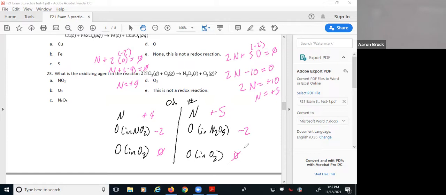I had 3 oxygens in the ozone. Only 2 in this molecule. One of these oxygens jumped off of here and went over here. So from that standpoint, oxygen became a -2. And so oxygen in ozone was reduced. Nitrogen in the nitrogen dioxide was oxidized. Our oxidizing agent here is the ozone.